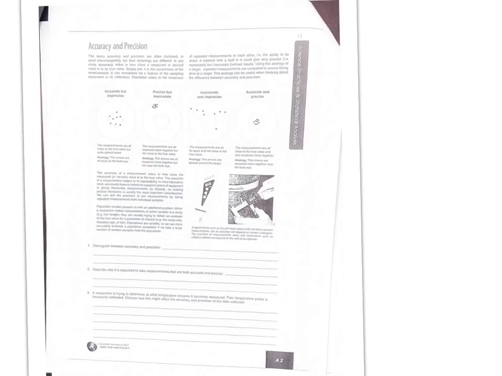Now, this grouping is both imprecise and inaccurate. So they're not near the bullseye, and they're spread apart. Where this grouping is both precise, in other words, they're all huddled together, and they're accurate. They're near the center. So in this example, they used arrows in a bow and arrow competition, and that's what you're looking at.